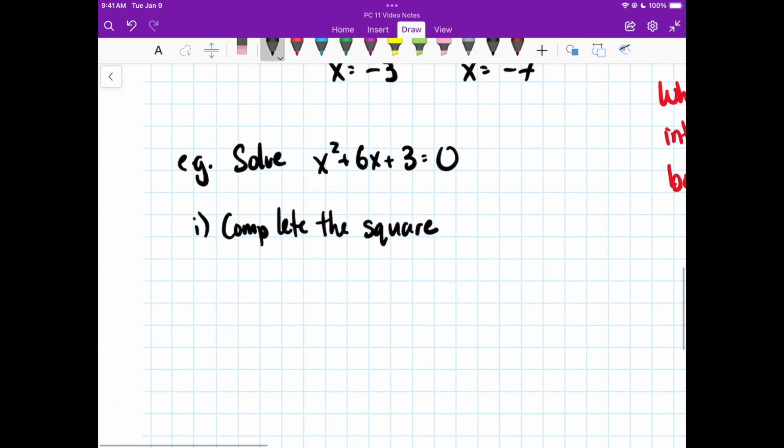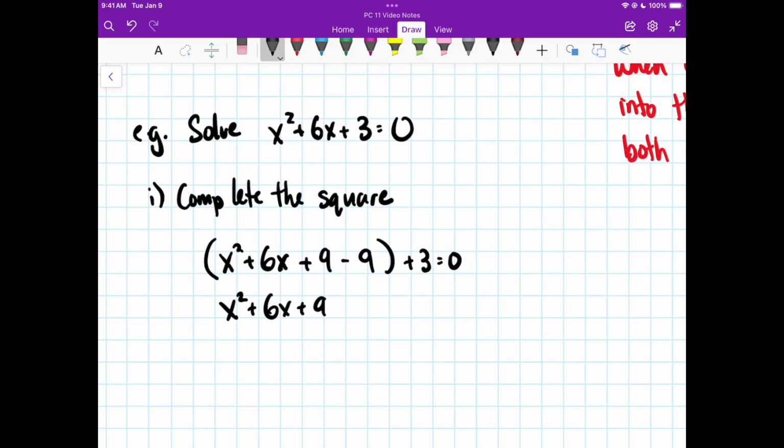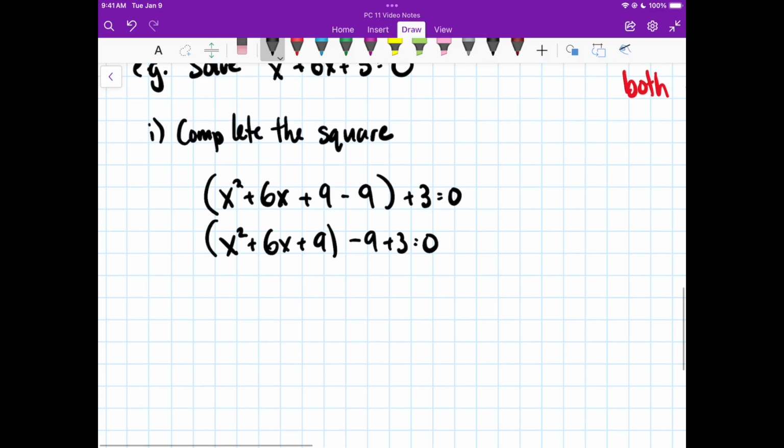So again, this is something that you're going to have to get comfortable doing on your own. So remember, you divide by 2, you square, you add and subtract. These are all steps you should be pretty comfortable with at this point. It's really the solving that is the key of this. So we end up with, once we're done, (x + 3)² − 6 = 0. So that's completing the square.